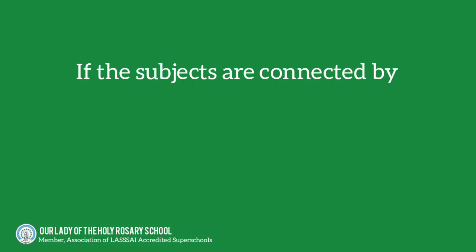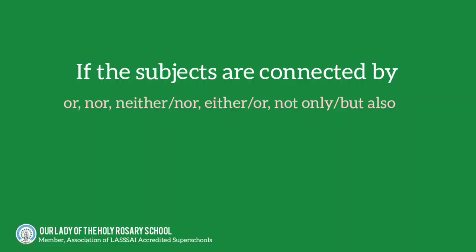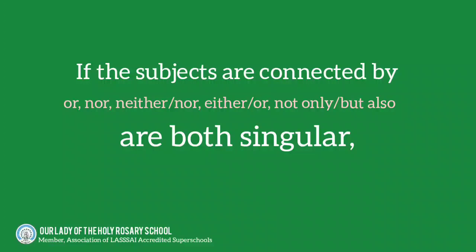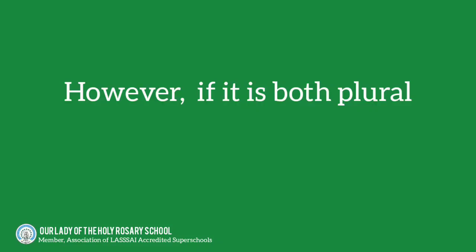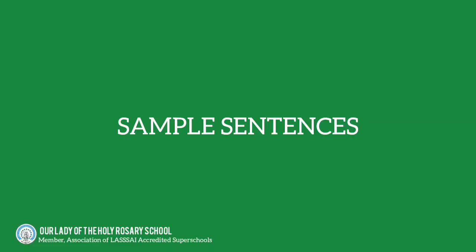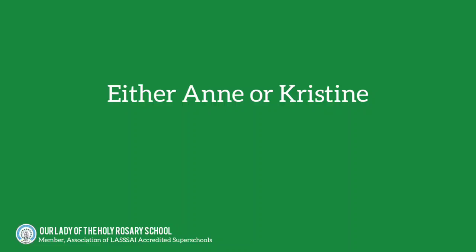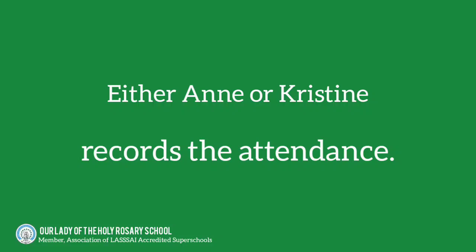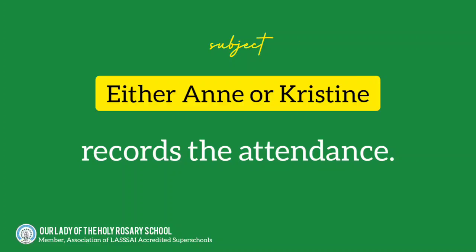Rule number 4. If the subjects are connected by or, nor, neither nor, either or, or not only but also, and both are singular, the verb is singular. However, if both are plural, the verb is plural. Take a look at these sample sentences. Either Anne or Christine records the attendance. The subjects here are the nouns Anne and Christine connected by either and or. Since Anne and Christine are both singular, the verb records is also singular in form.